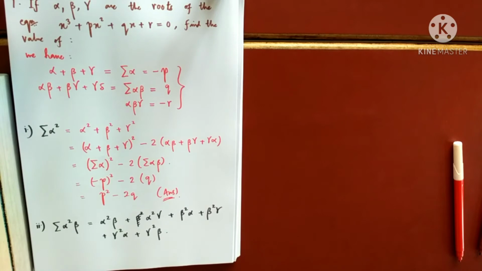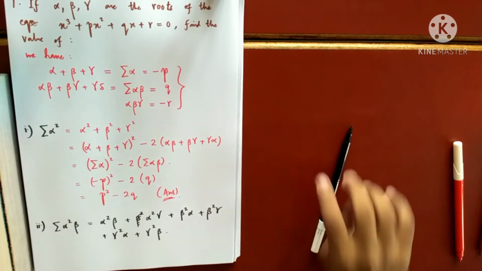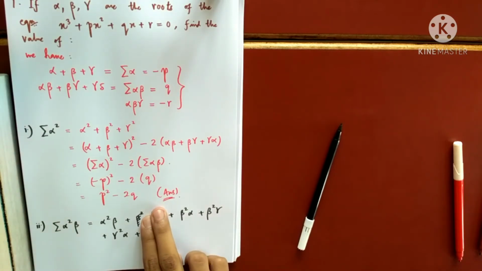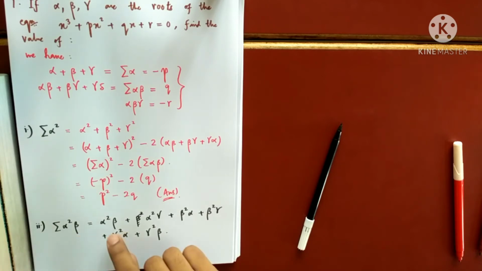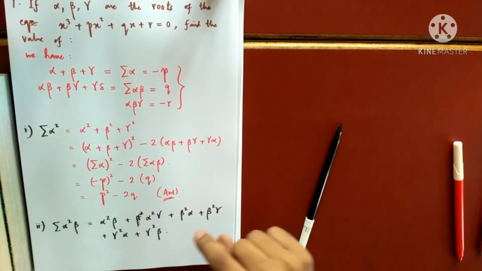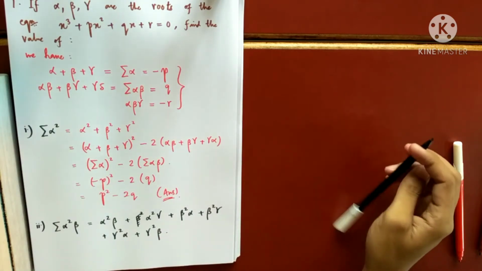You have to write every possibility because this is a symmetric function. If I don't write alpha square gamma, and I simply write alpha square beta and beta square alpha and so on, this will no more be a symmetric function. All possible combinations should be there, so that if I replace alpha by beta or beta by gamma or gamma by alpha, this expression should not change. So this is the meaning of summation alpha square beta: alpha square beta plus alpha square gamma plus beta square alpha plus beta square gamma plus gamma square alpha plus gamma square beta.